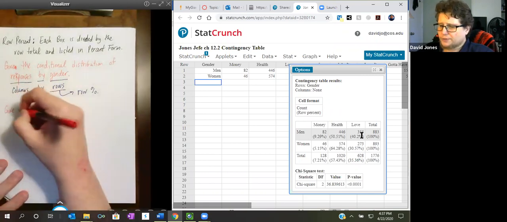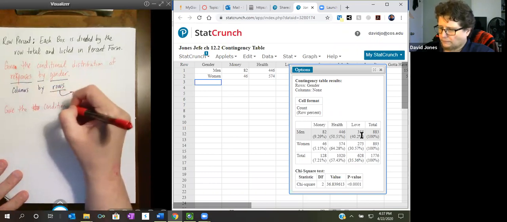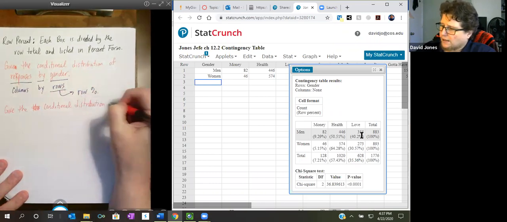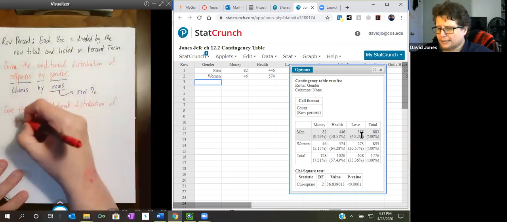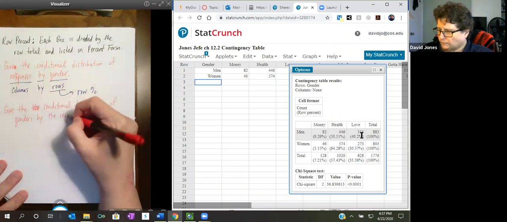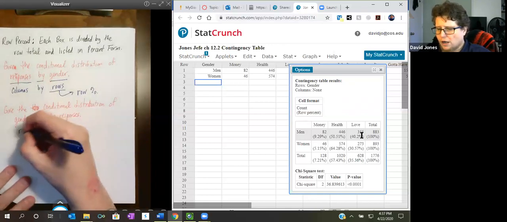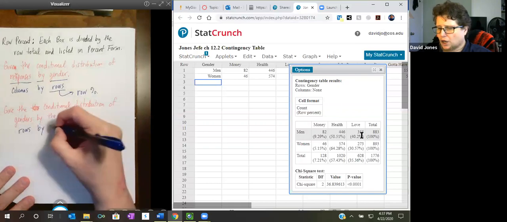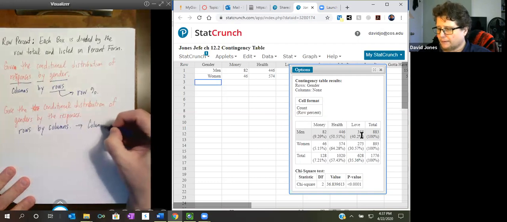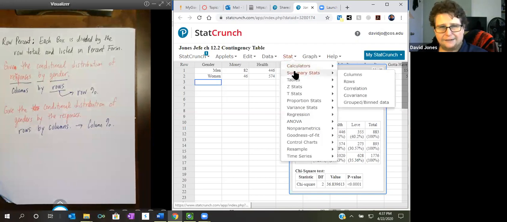give the conditional distribution of genders by the responses. This says genders are the rows, break down the rows by columns. So here we're going to do column percent. And we can take a look at the difference real quick. I'll have 2 windows open.